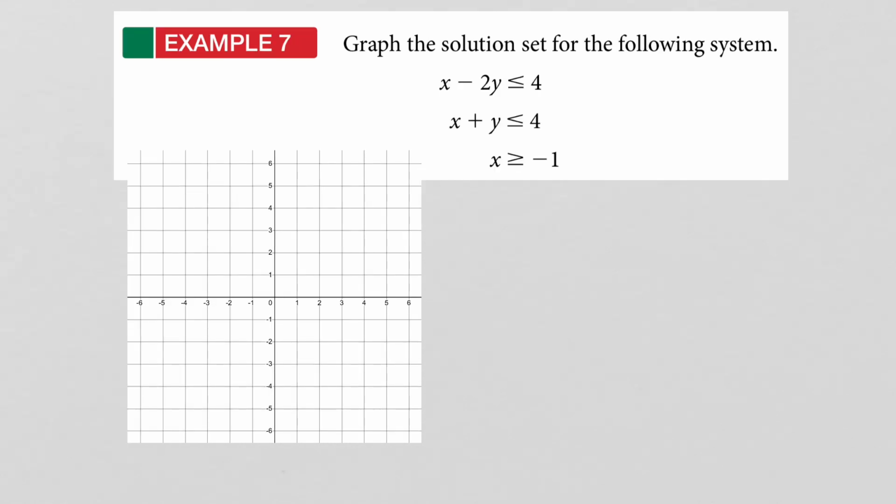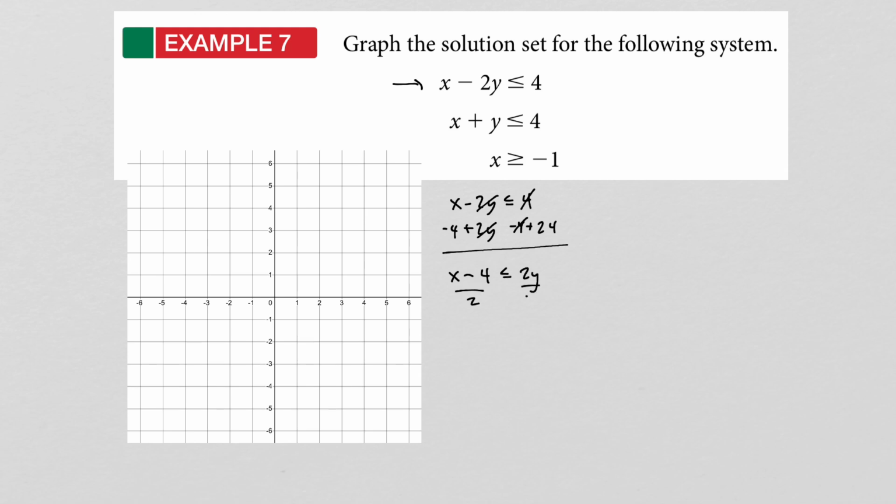And finally, graph the solution set for the following system. So again, there's nothing new here. You just have to solve each one of these, or actually graph each one of these lines. I'm going to solve for y in each one of these. So for this first equation here, we have x minus 2y is less than or equal to 4. I'm going to add 2y to both sides. And I'm also going to subtract 4 from both sides, because that'll cancel the 4 here, and it'll cancel this here. And we're going to get x minus 4 is less than or equal to 2y.